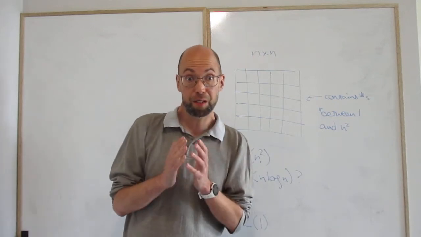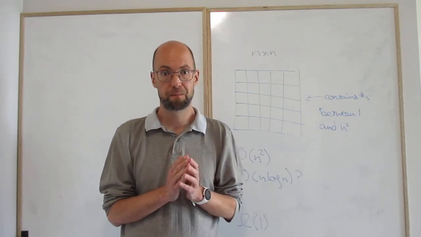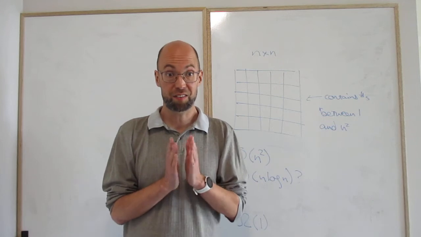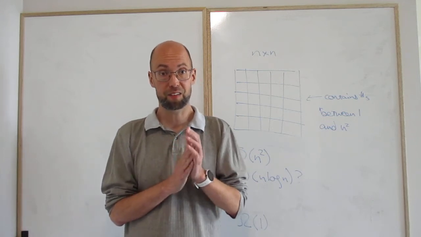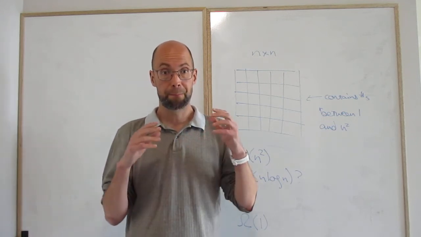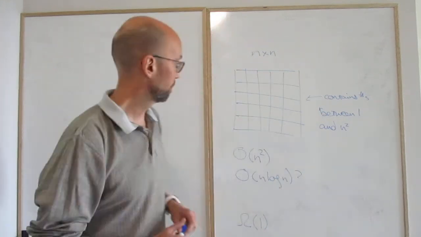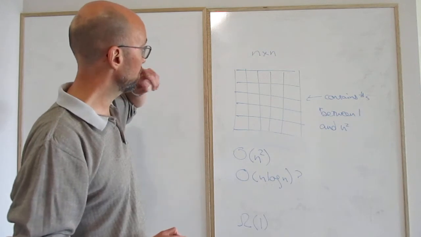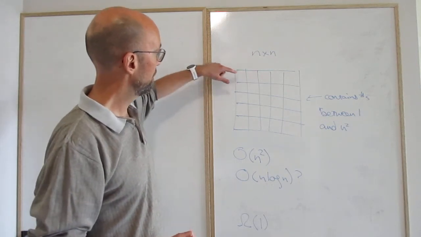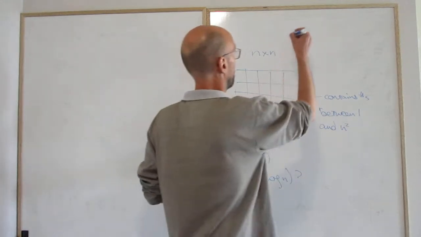So, can anybody see something a bit better? For the interest of time, I'm going to tell you what the tight bound is. So, what you can do is, say you're looking for x.